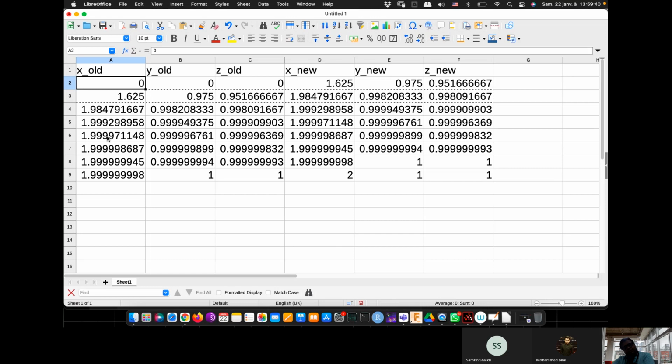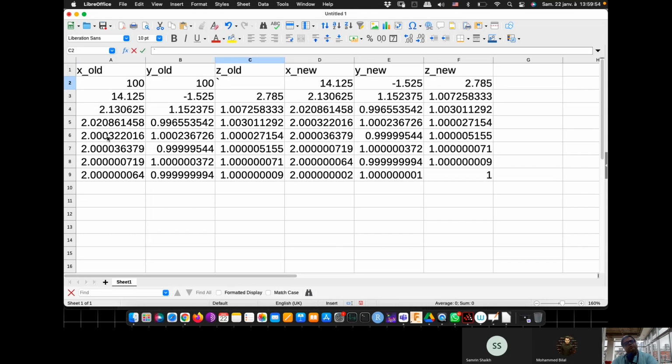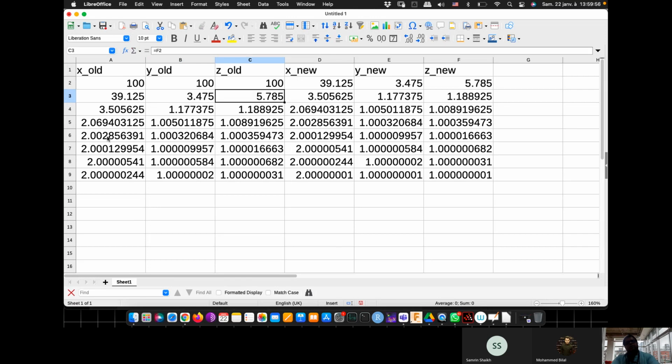Suppose for example I tell you don't start with 0, let us start with 100. Let us see what happens, okay? Yes, from 0 it happened like this, I'll make it 100, let's see what happens. See, 100 still converges. Look at this. Are you seeing this?